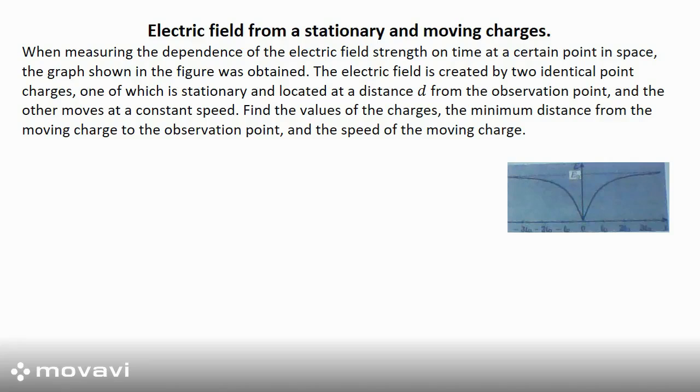Electric field from stationary and moving charges. When measuring the dependence of the electric field strength on time at a certain point in space, the graph shown in the figure was obtained. The electric field is created by two identical point charges, one of which is stationary and located at a distance d from the observation point, and the other moves at a constant speed.